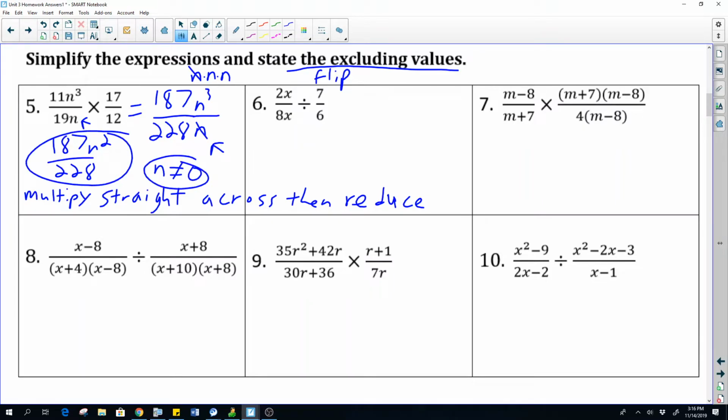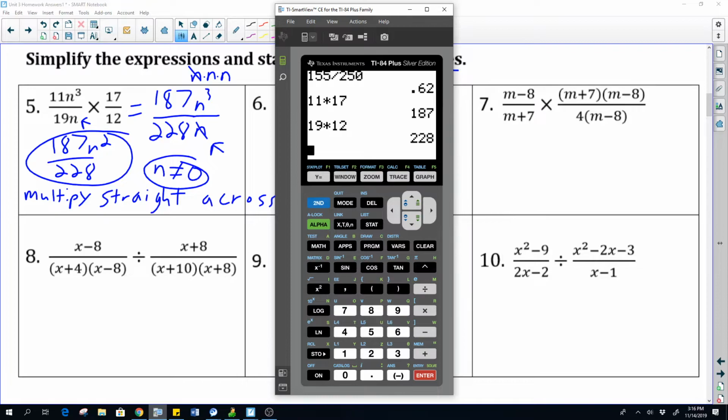If you're not sure about that 187 over 228, if it can reduce more, I'll show you a trick. So you can take 187 and divide it by 228, and then it gives you a decimal. Then you go to the math button and go to frac, which is number 1, math frac. And that will actually change that decimal back into a reduced fraction, but that's as far as it goes. So that's our right answer there.